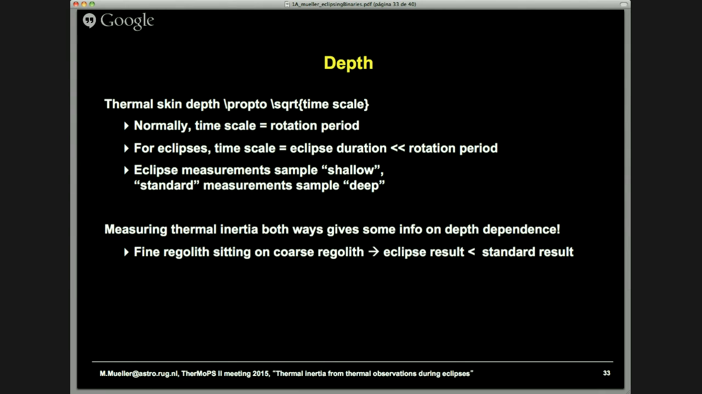But if it's not, comparing these two results is going to give us some idea of how it depends on depth. And I think this is one of the few ways of getting depth dependence here. There are other ways, but this is one of them. Especially if we think that something fine and fluffy sits on something coarser, then the eclipse measurement should be lower. Well, we don't have the data yet to tell, but it would be really nice to have in the future. Especially for FG3, that is actually a realistic option because the thermal inertia of FG3 has already been measured, except not through eclipses yet. So this is going to be an interesting comparison to be made.